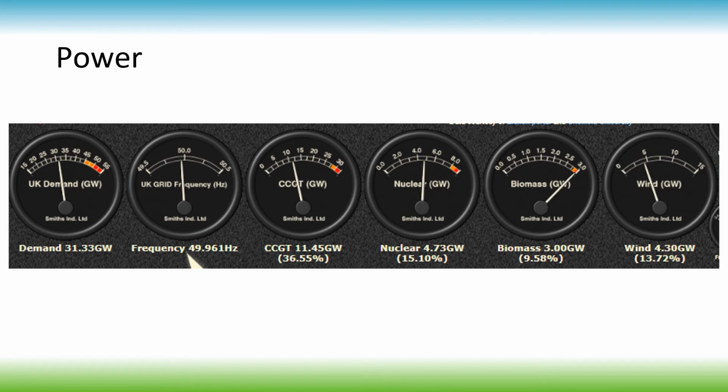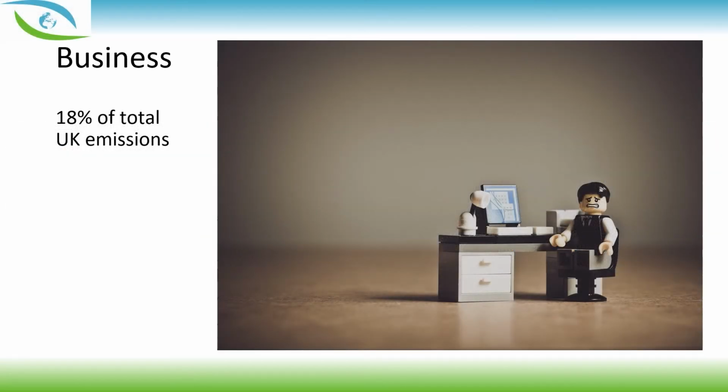GridWatch also gives a breakdown of how much gas is being used by power companies. On a typical June morning, about a third of the electricity is coming from gas in combined gas cycle turbines. These turbines are maximally about 64% efficient, which means about a third of the energy going in is not being used usefully. Business is responsible for about 18% of the national footprint.